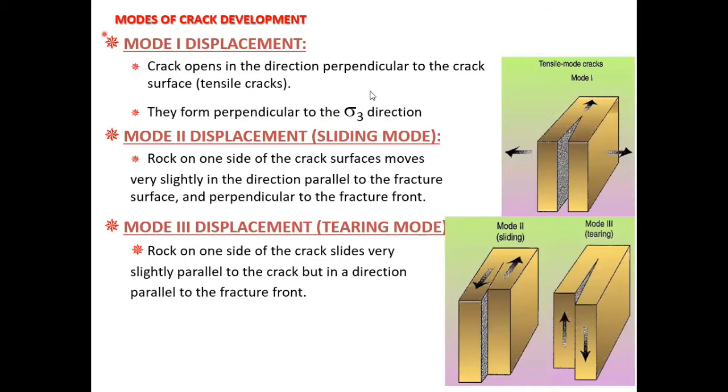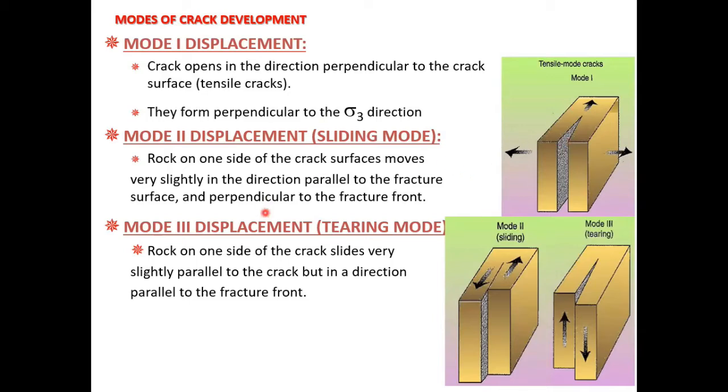And if we go into details a little bit more, we can basically categorize these fractures as mode 1, mode 2, and mode 3 displacement features. So mode 1 displacement, in this kind of brittle deformation, tensile cracks open in the direction perpendicular to the crack surface.